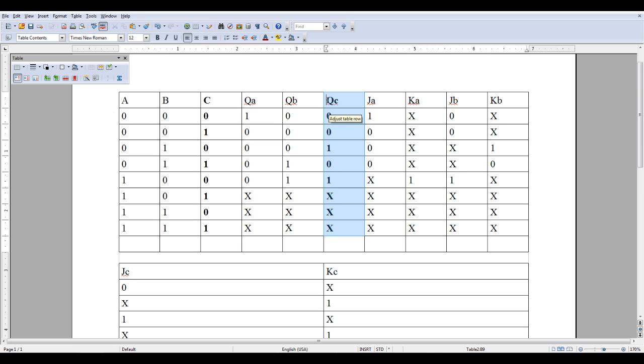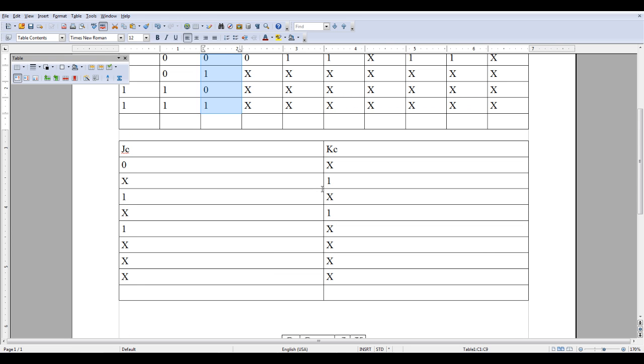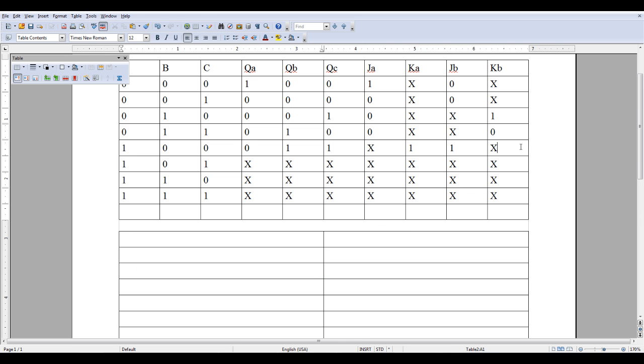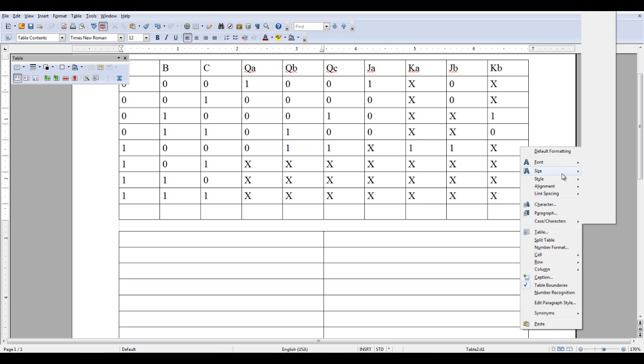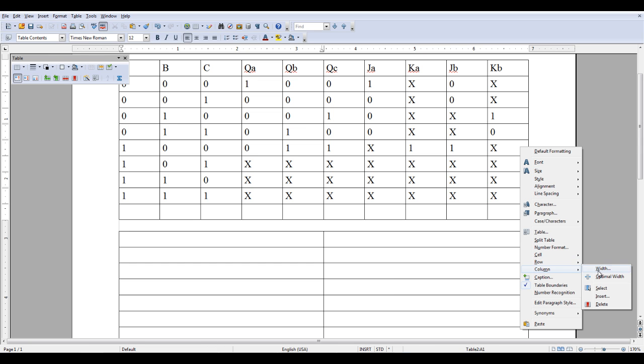So let's de-highlight those. De-highlight those. I'm going to make these smaller. And actually, if possibly I could do this. Table. How do I add more table? Insert columns.